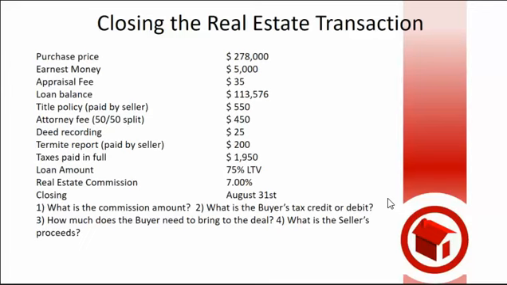So if I take what I owe, $278,935, and I subtract what I've already paid, or I get credit for, of $213,500. Remember, that's why the debits were on top, because that number's bigger. That's the only reason. $278,000 is bigger than $213,000. So $65,435 is how much this buyer has to bring to the table at closing.